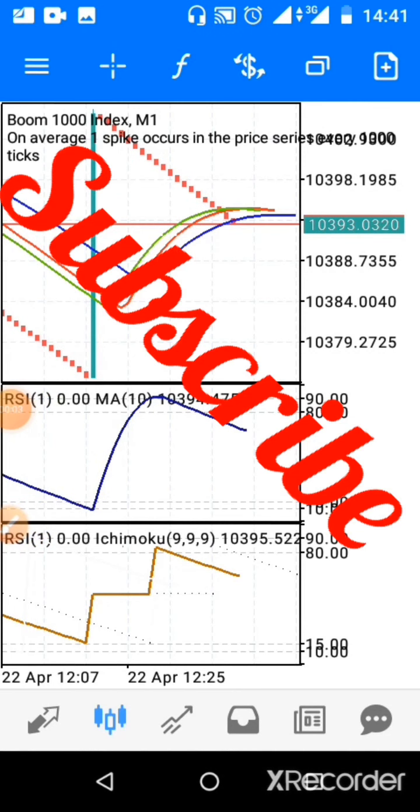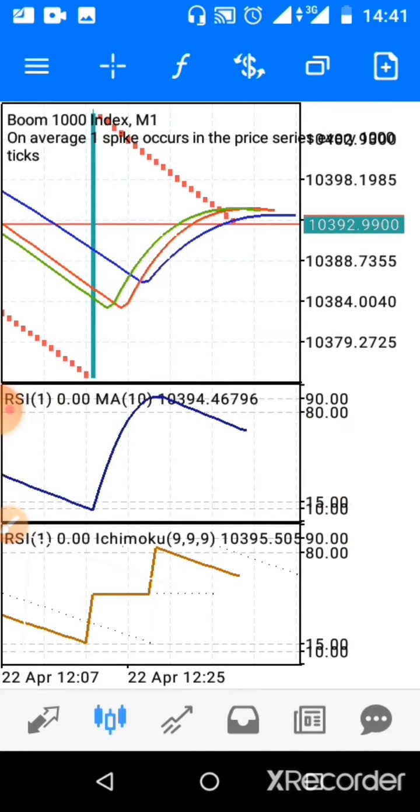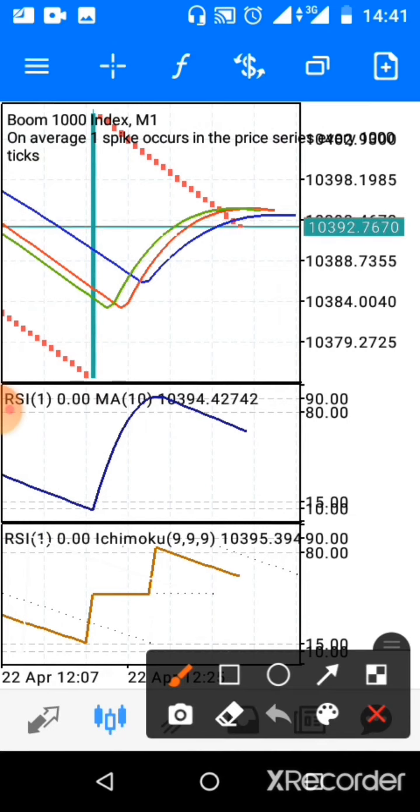Today I'm going to be showing you how to trade boom and crash using this very powerful strategy. The first rule is we're using the 1 minute time frame and we're simply waiting for the blue line to be in the 90 to 80 zone. That's our first condition. Our second condition, we wait for the brown line to touch the top, the 80 there.